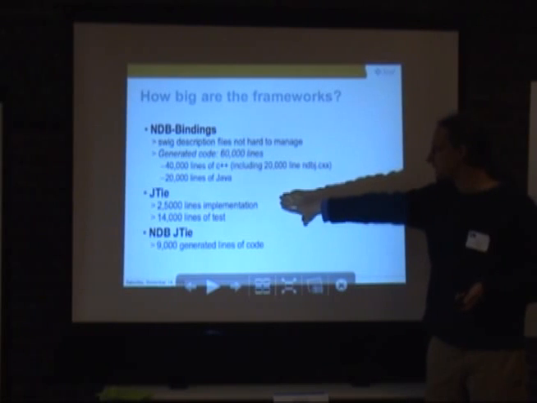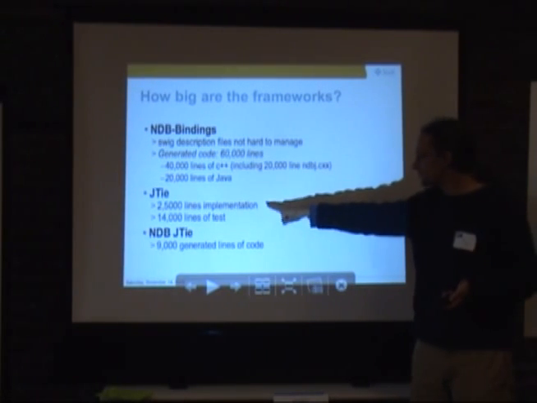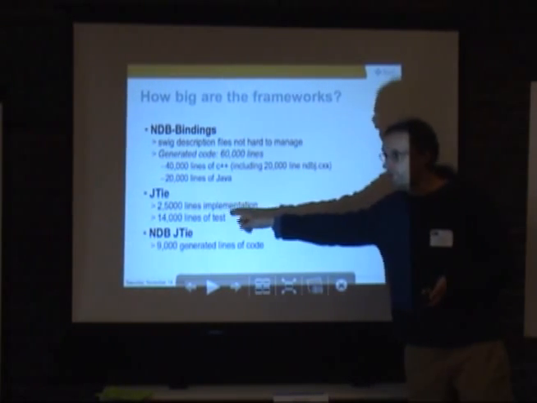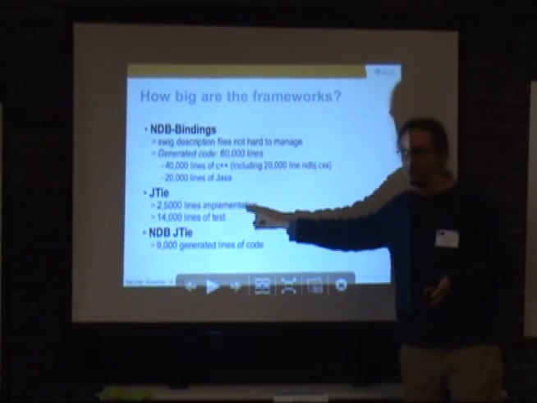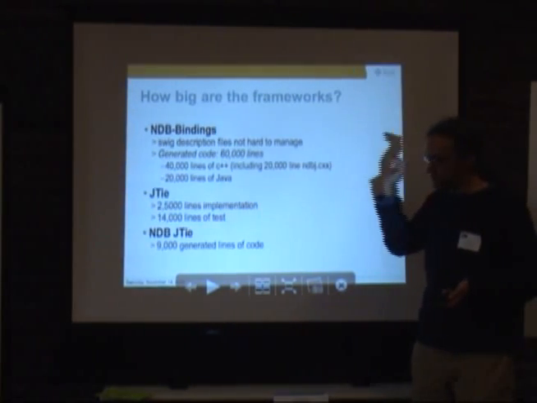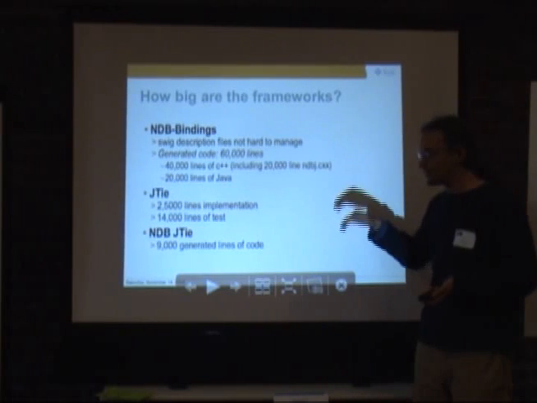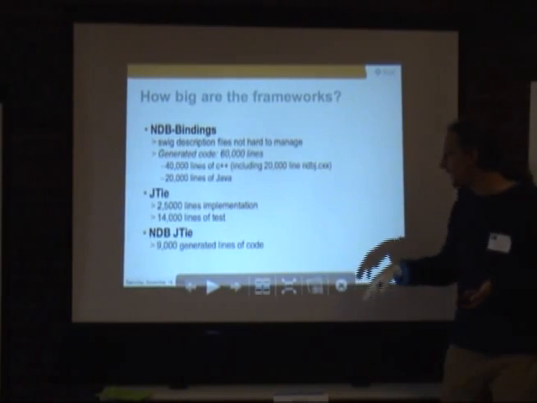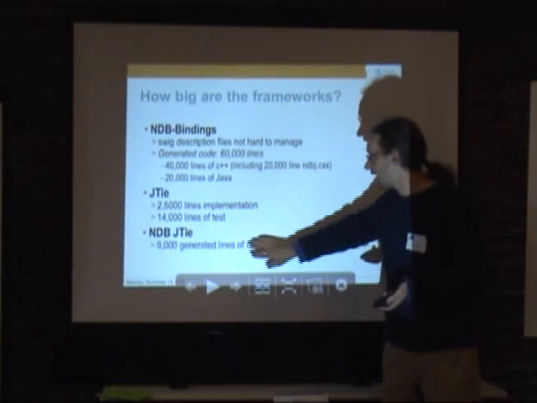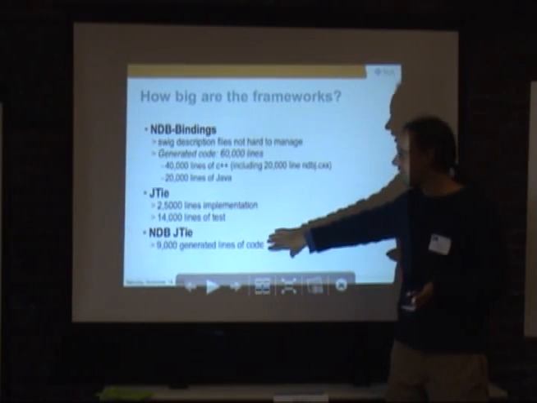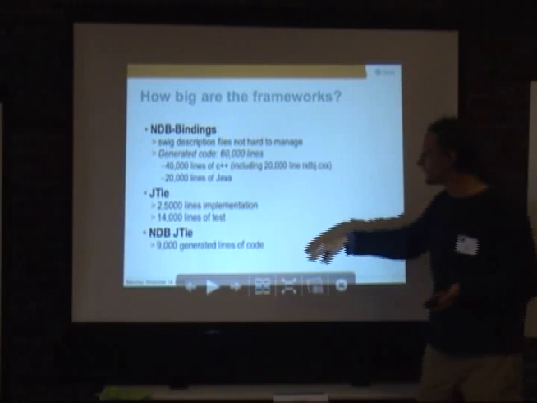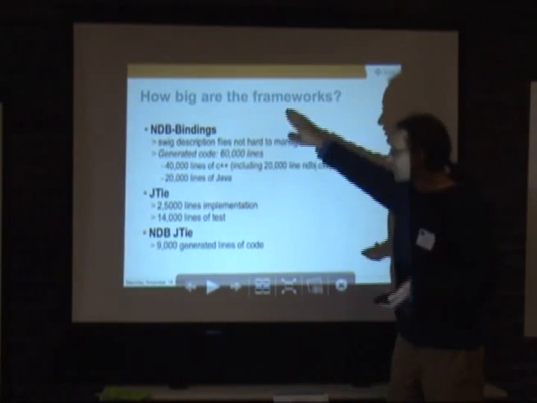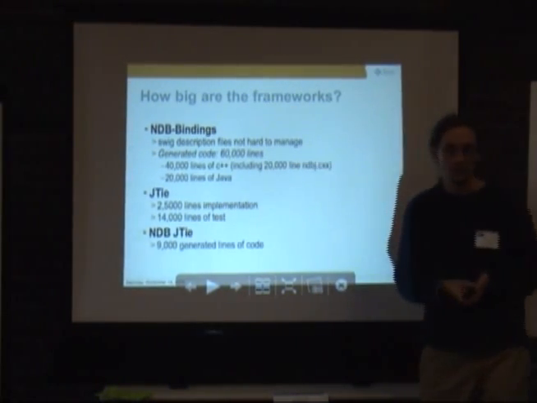What we've got in JTie is 2,500 lines of implementation and 14,000 lines of testing. And this is a generic library that will map anything in C++ to something in Java. And then NDB JTie, the generated code on top of that, is about 9,000 lines. So not quite an order of magnitude smaller.